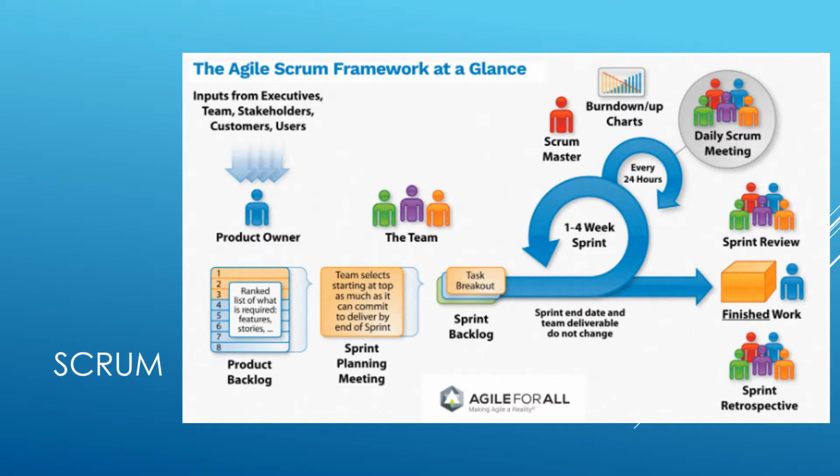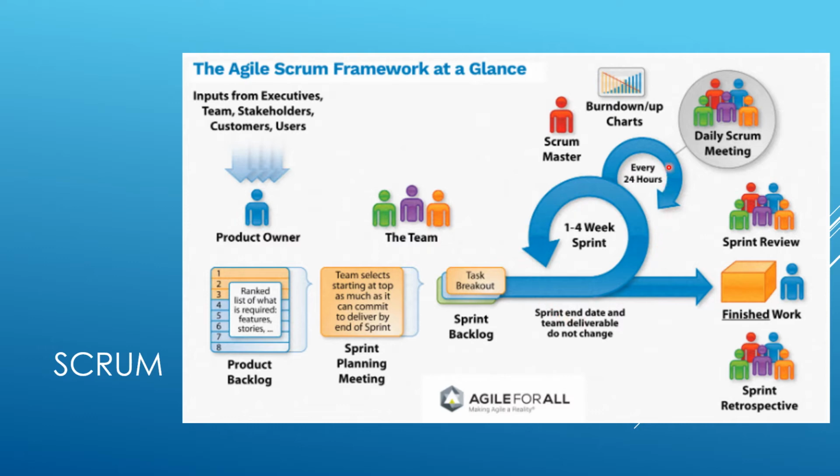This is the pictorial representation of how Agile Scrum works. The product owner is the interface between the executives and customers and the development team. The product owner creates the product backlog and ranks it as well, and the team selects the stories that they can commit to in a particular sprint. Then they get into a sprint, create a sprint backlog, and commit to a sprint goal.